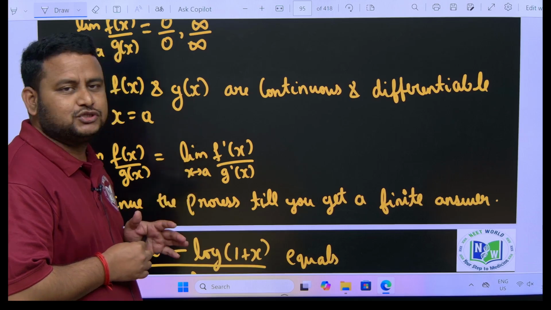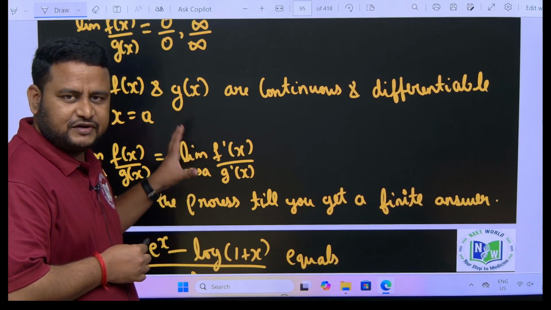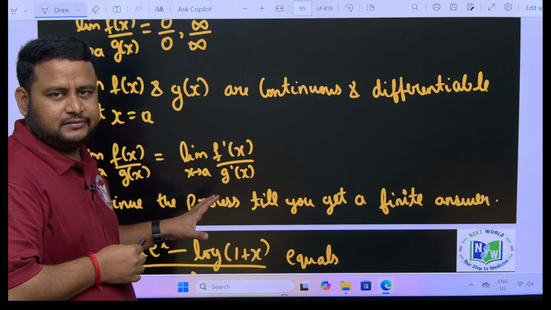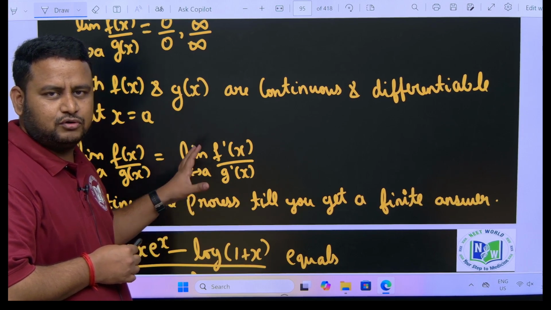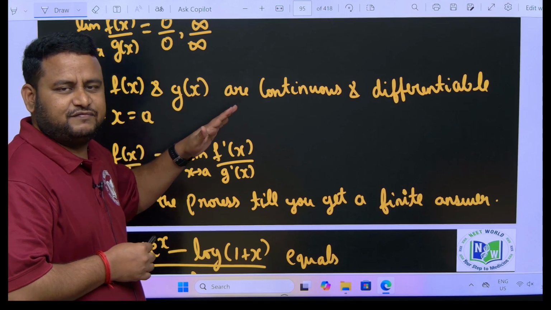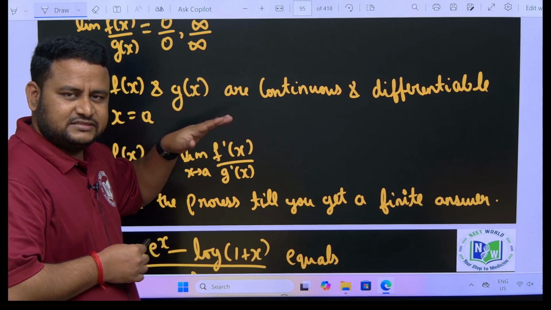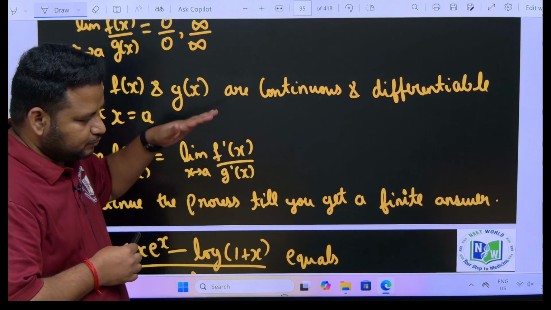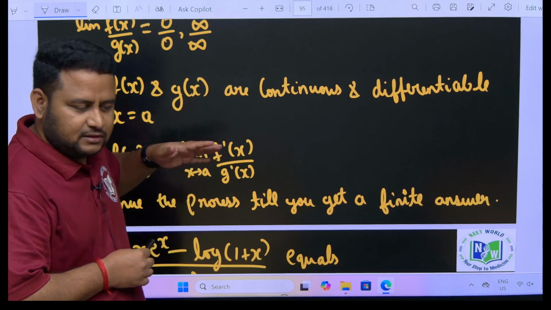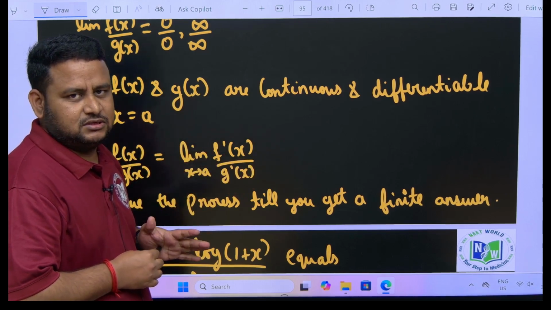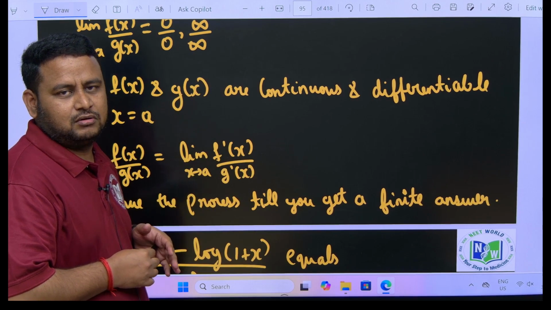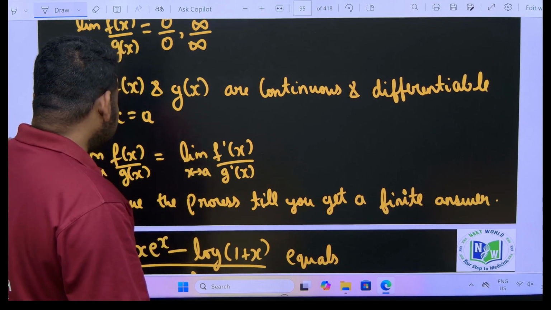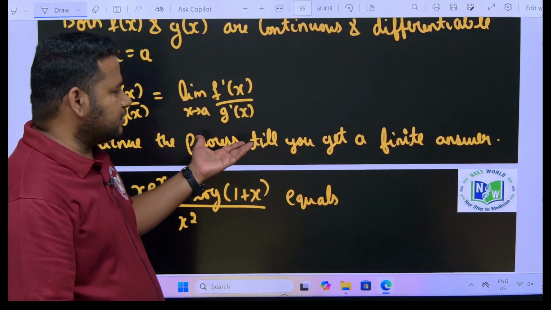No need to get confused over this. Don't differentiate numerator and denominator together. Separately differentiate numerator and separately differentiate denominator. Got it, friends? Numerator you differentiate, divided by denominator you differentiate. That's it. Don't apply quotient rule and all.